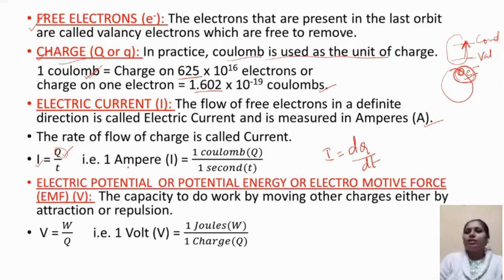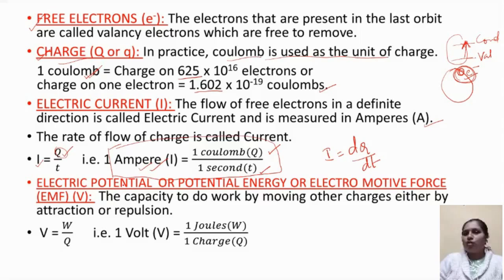The unit of current is ampere, the unit of charge is coulomb, and the unit of time is second. So ampere is nothing but coulombs per second. This type of question can be asked in your objective or competitive exam: what is the unit of coulombs per second? That is nothing but amperes.